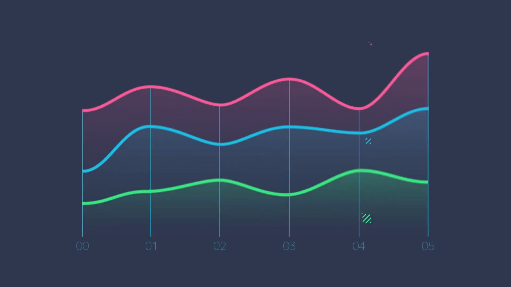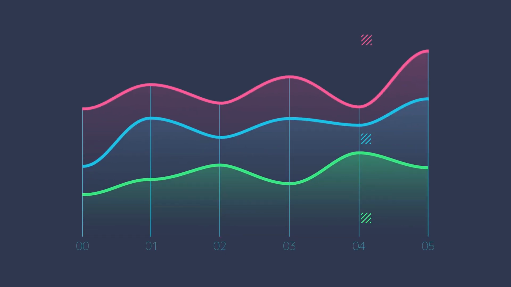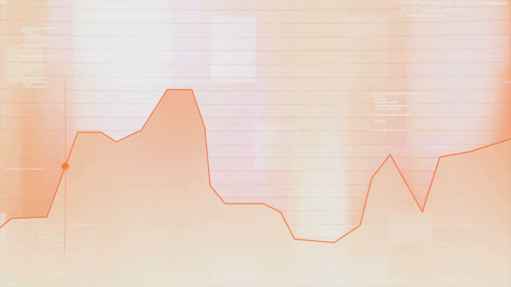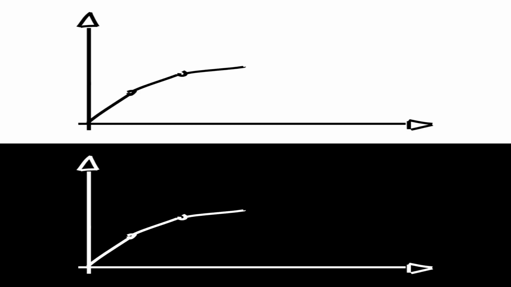A straight line going up means steady speed. A flat line means the object is not moving, it's at rest. A steeper line, that means faster speed. A curved line, the object is accelerating.